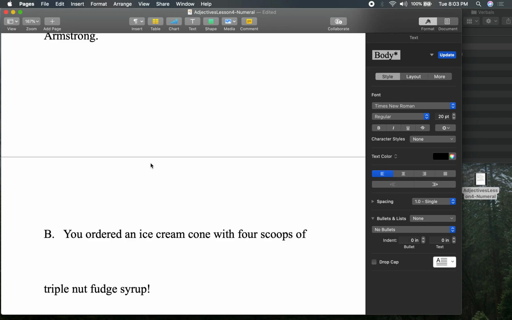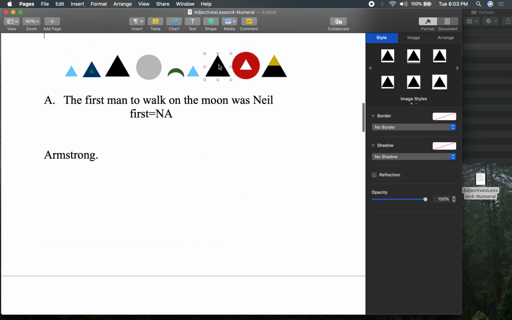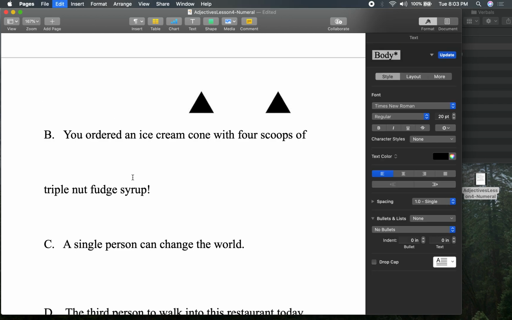You ordered an ice cream cone with 4 scoops of triple nut fudge syrup. Dear Lord, there's a lot going on here, but do not despair. Let's start with our nouns. Cone, definitely a noun. Scoops is also a noun. You is not a noun, but syrup is a noun.